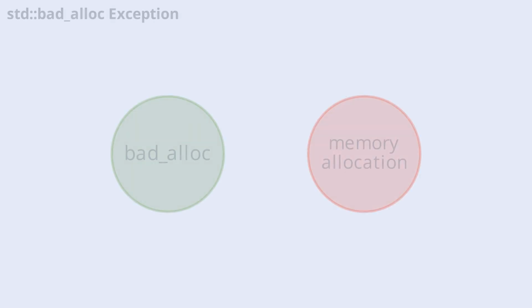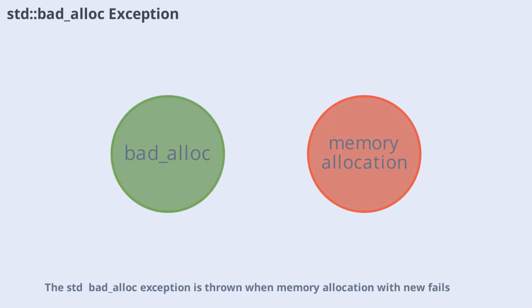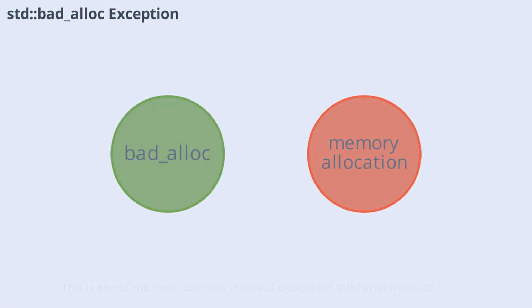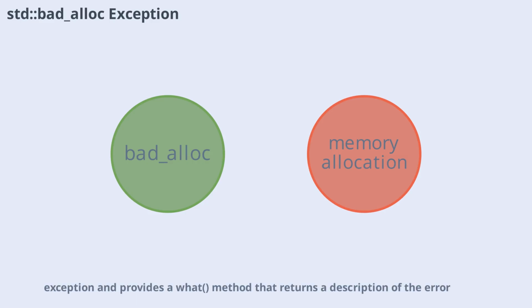The std::bad_alloc exception is thrown when memory allocation with new fails. This is one of the most common standard exceptions. It inherits from std::exception and provides a what method that returns a description of the error. Catching bad_alloc allows you to handle memory allocation failures gracefully.